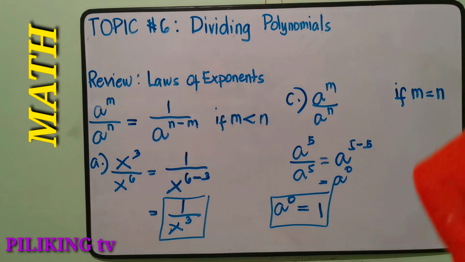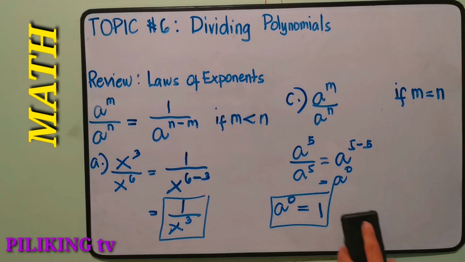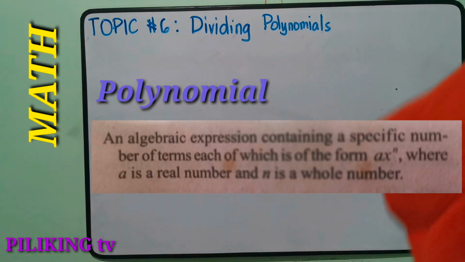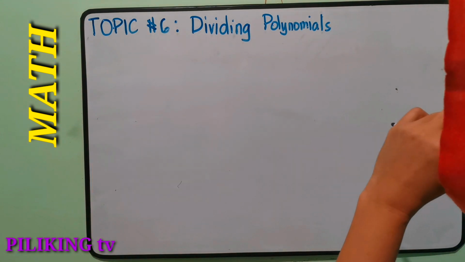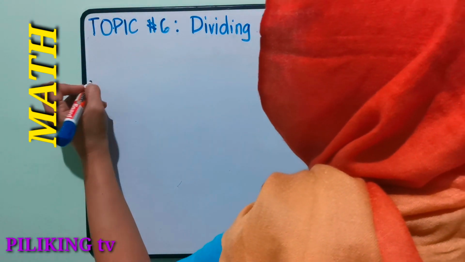Okay, so that is only a review on the laws of exponent. Let's now proceed to our topic number 6, which is dividing polynomials. So how do you divide polynomials? There are different ways of dividing polynomials. Let's start with dividing polynomials with a monomial first. Monomial meaning to say one term.